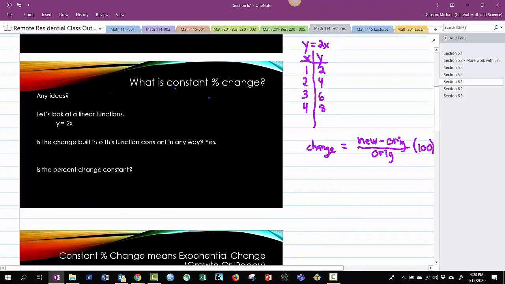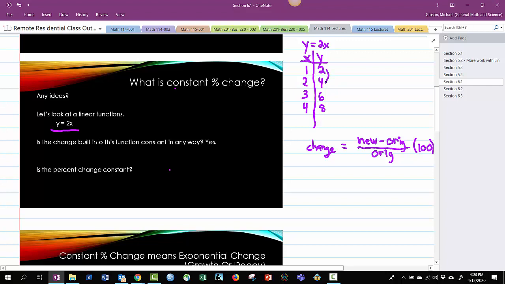All right, so let's look at this one. Here we'll look at a line, using a relatively simple one, y equals 2x. I've written the chart in over here. So x is 1, 2, 3, 4, y is 2x, so it's just double that each time: 2, 4, 6, 8. The question for that is, what is the percent change on these?